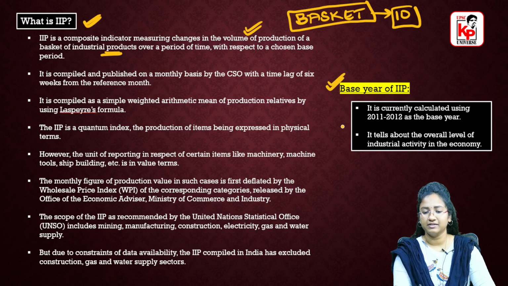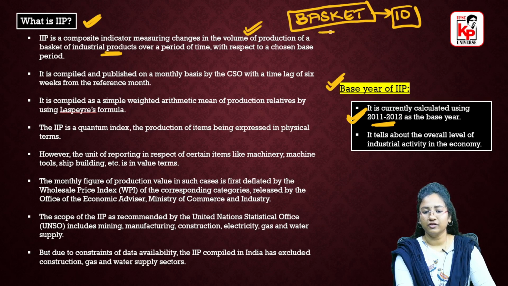For these 10 industrial products, we have a particular base year. If you look at the base year for IIP, it is currently 2011-12. So this is one more important point that you have to remember, that is the base year of IIP. You can definitely expect statement based questions on points like these. So do remember the base year for IIP is 2011-12. If you compare this base year to the current year, the prices are compared, right? As we have seen, this is our Laspeyres formula.